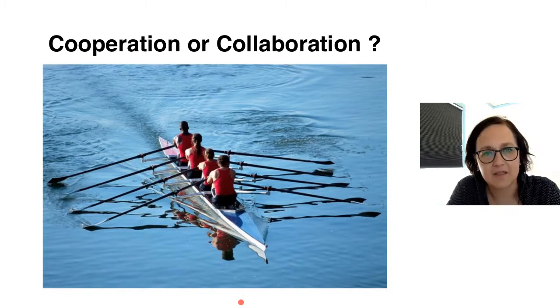And then we have other examples where it's not so easy to decide if it's a cooperation or collaboration. Maybe you have an idea about that, what this could be for you.